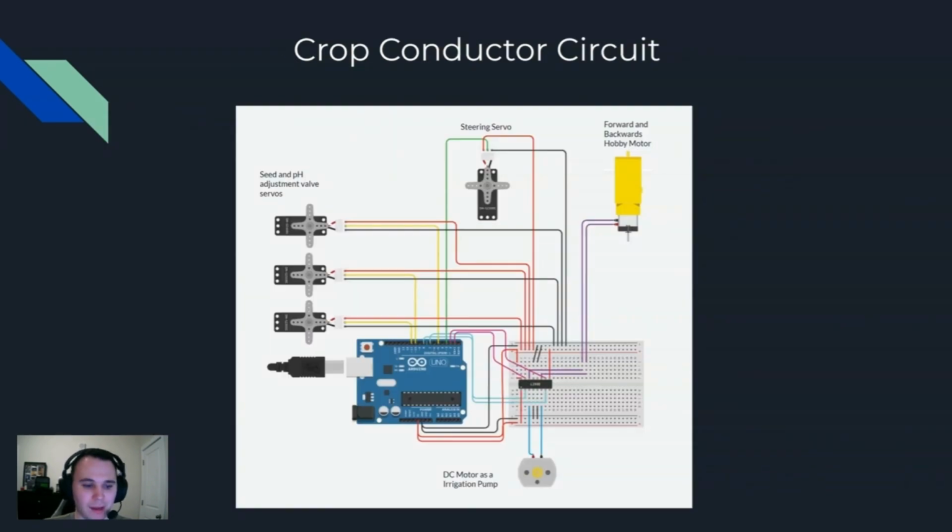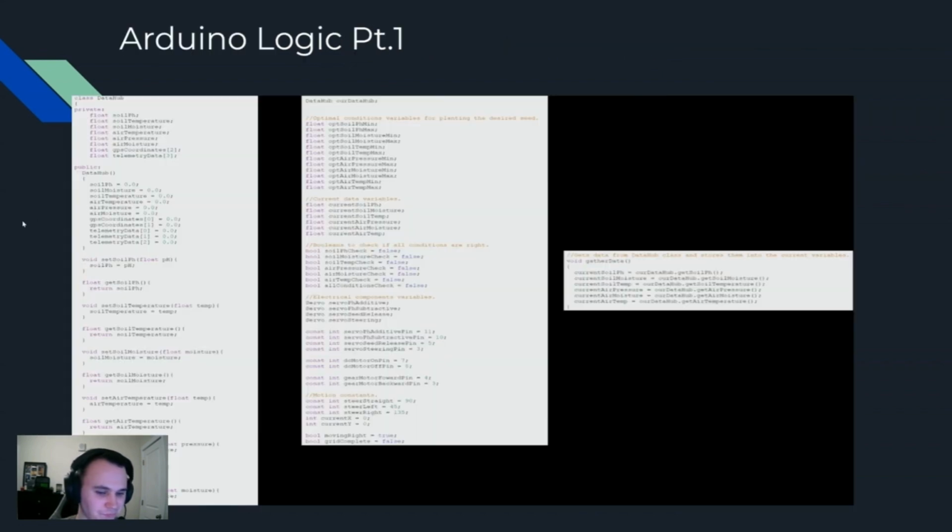Here's the crop conductor circuit. I have included my 3 seed and pH adjustment valve servos towards the left, as well as my motion components at the top with my steering servo and my forward and backwards hobby motor, as well as my DC motor here at the bottom as my irrigation pump. Notice how both the DC motor and the forward and backwards hobby motor need to be connected to the motor driver, while everything else was available to just hook straight up to the Arduino.